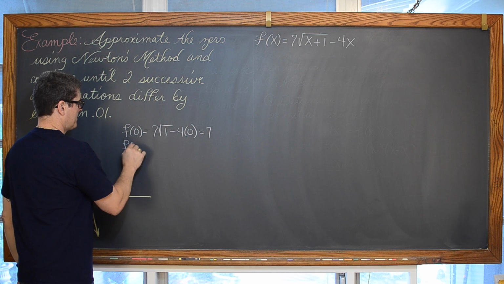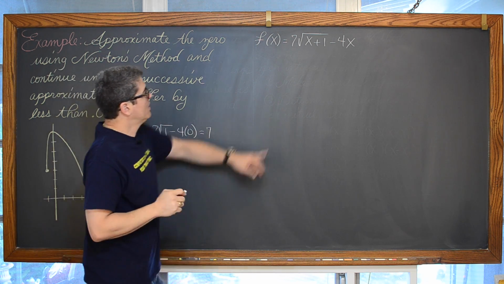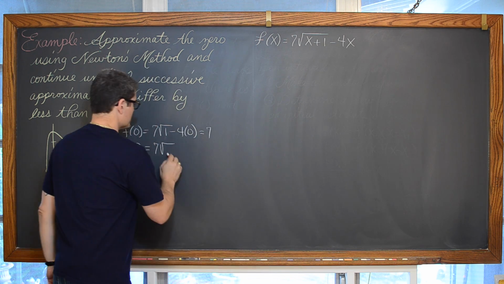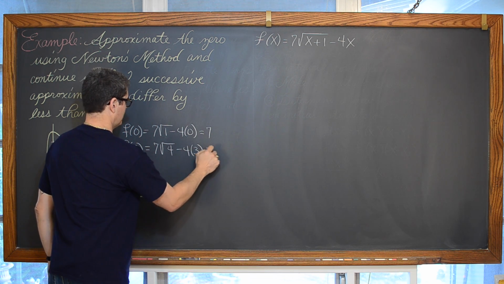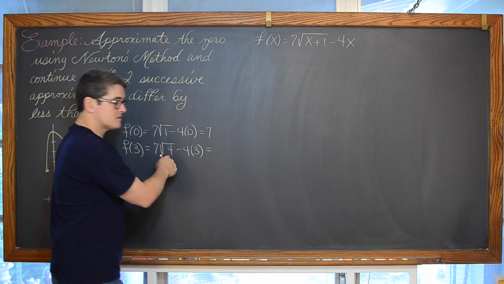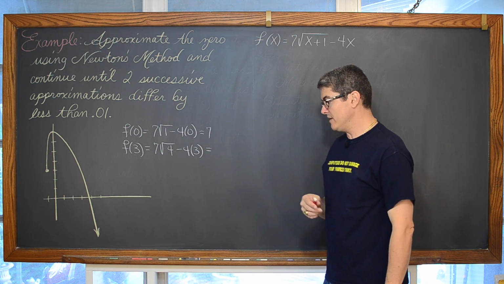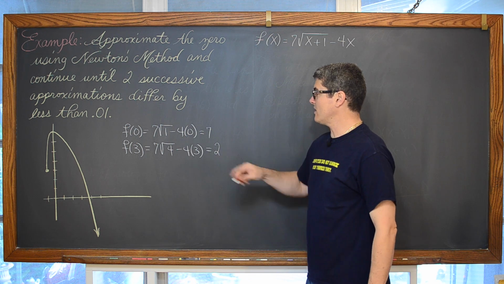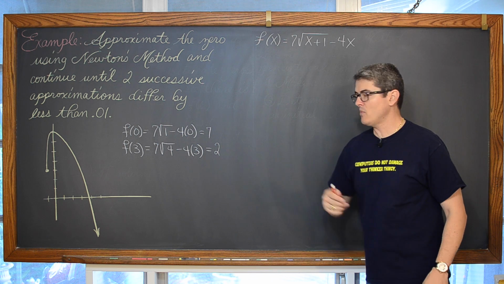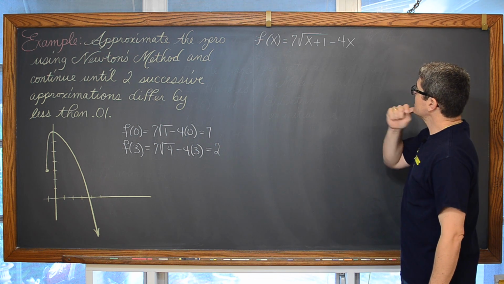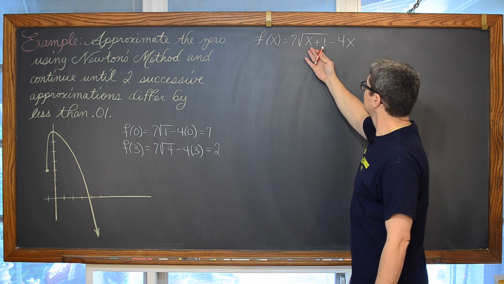So I could let x equal 3. f of 3 is going to be equal to 7 times the square root of 3 plus 1, which is 4, minus 4 times 3. And the square root of 4 is 2. 2 times 7 is 14, and 14 minus 12 is equal to 2. Again, I don't really care that it's 2, just that we have another positive answer, but it is getting smaller. So let's try the square root of 9, which is easy.